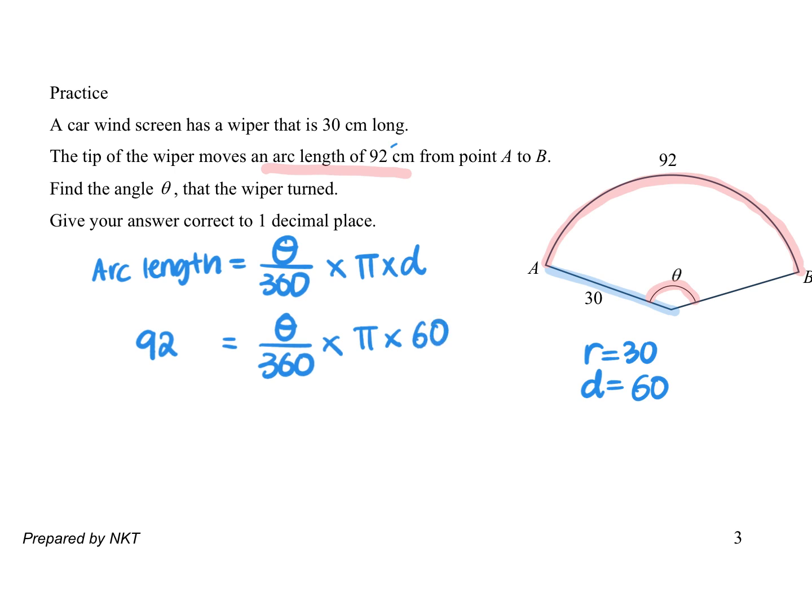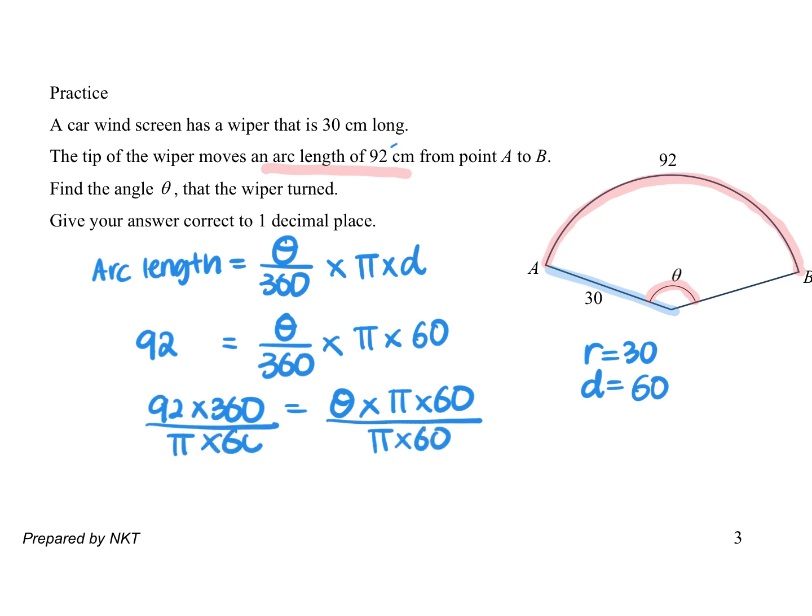Okay. Now, the first thing that we do not like is the denominator, the 360. This is divide by 360, so we're going to multiply it across. So it'll be 92 times 360 degrees equals theta times pi times 60, because we no longer have the denominator. The next part is I'm trying to get rid of the pi and 60. This operation here is multiplication, so we do the reverse operation. We're going to do division. So we divide by pi and 60. Then these two will cancel away, and we are left with theta on this side.